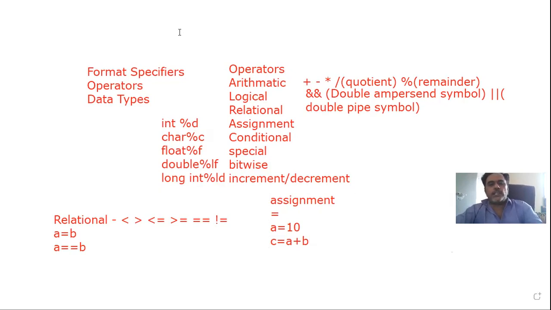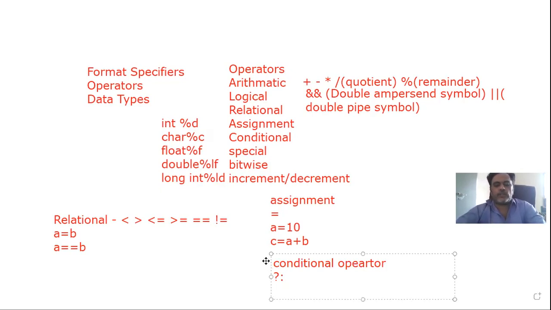Next, the conditional operator. It's just like a substitution for the if statement. Question mark colon is the conditional operator. It checks for the condition only. See an example: A greater than B, question mark, A colon B. So this is as simple as it is.